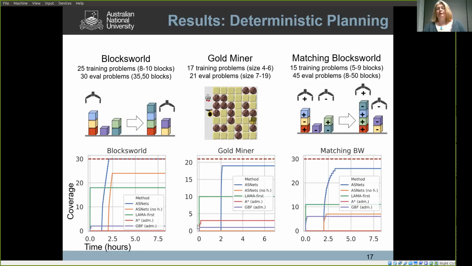In the two remaining problems, Gold Miner and Magic Blocks World, which are from the learning competition, we do not quite manage to find a generalized policy on these experiments, but this is not a problem with the representation, because with other hyperparameters, actually, we do find one. So this is just that our standard set of hyperparameters doesn't come up with one. But again, we do significantly better than the baseline deterministic planners.